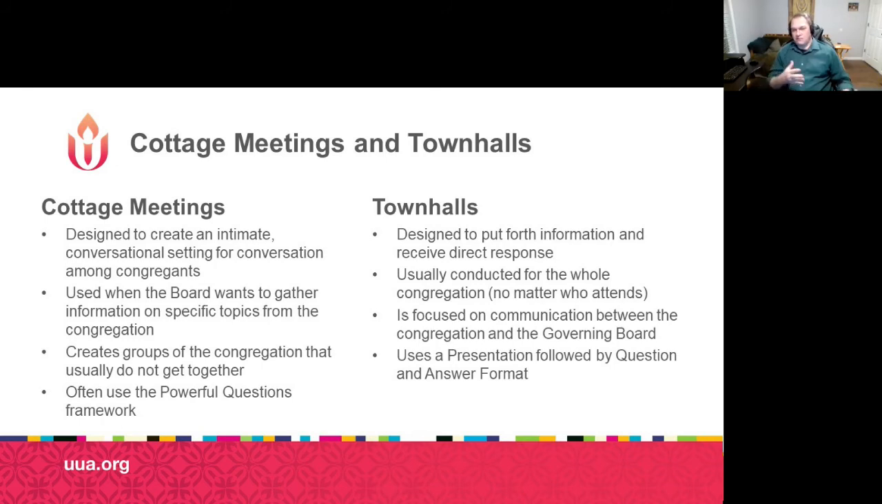It's focused on communication between the congregation and the governing board, rather than an interpersonal dialogue between people who are participating in a cottage meeting. And it uses a presentation and question-and-answer format. I'm not going to go deep. We all see town halls. Town halls exist in politics. They exist in lots of different places. But these are two of the primary ways that boards do their linkage responsibility in engaging with stakeholders in a formal way.